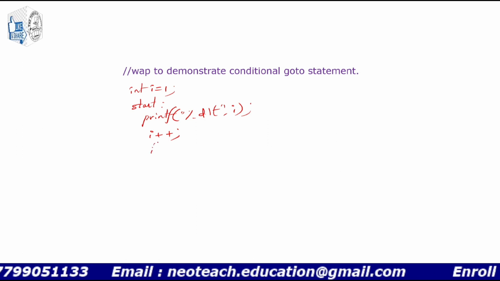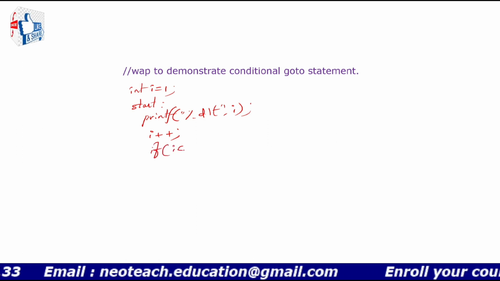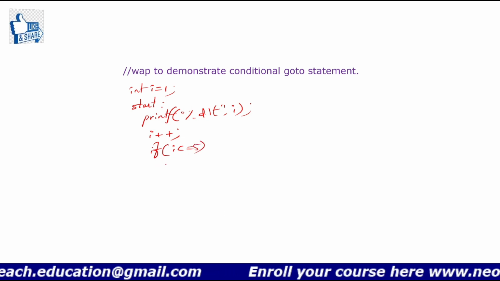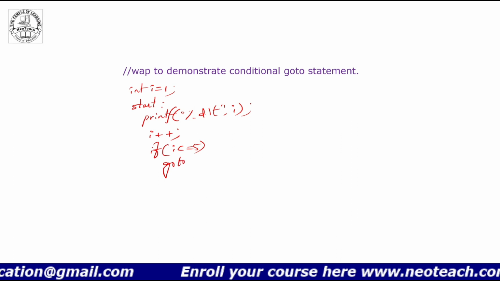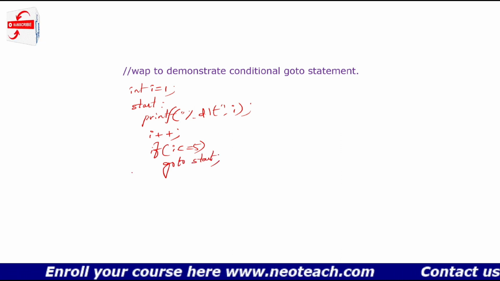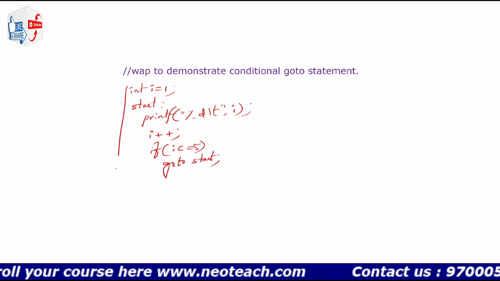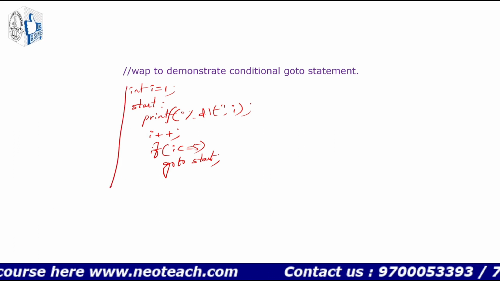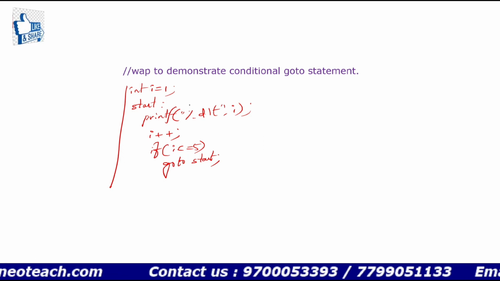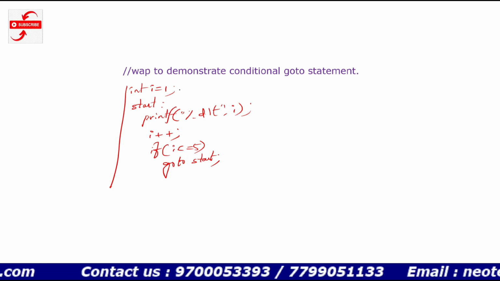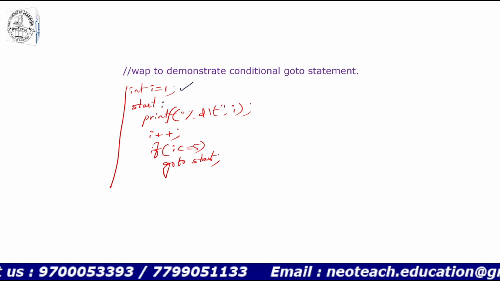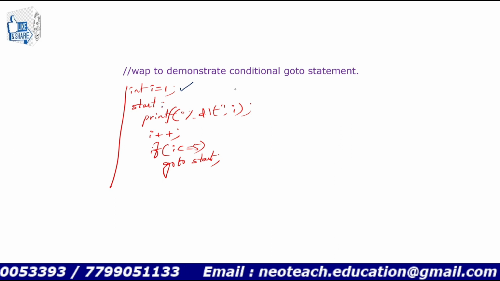After printing this, I is increased: I equals I plus 1, that means I becomes 2. Then we check whether the I value is less than or equal to 5. If it is, then again go to start. So this is the main code that we are going to execute. Let me change the pen color. Here I is equal to 1, and first the start block is going to execute.